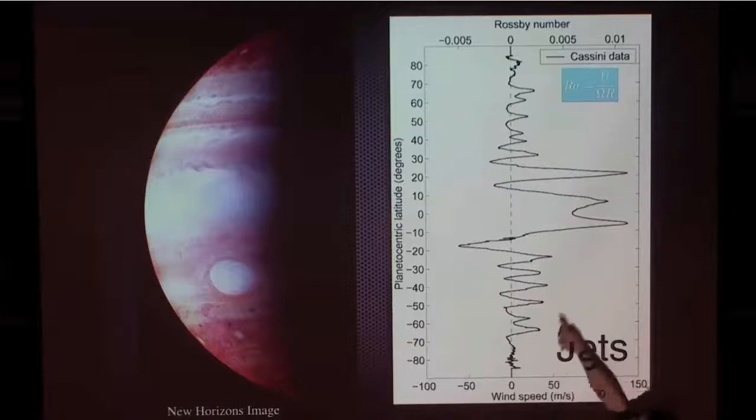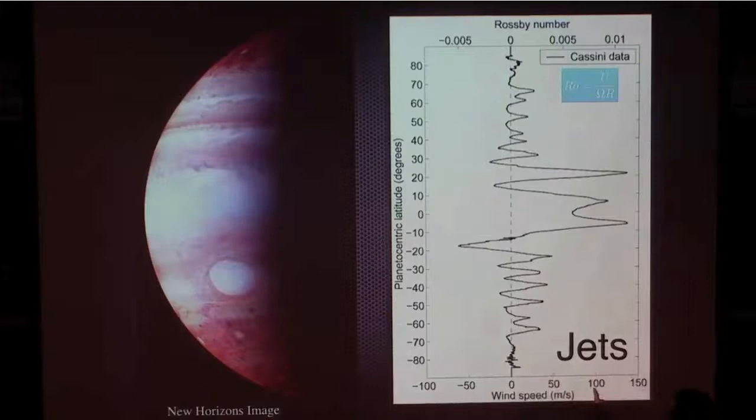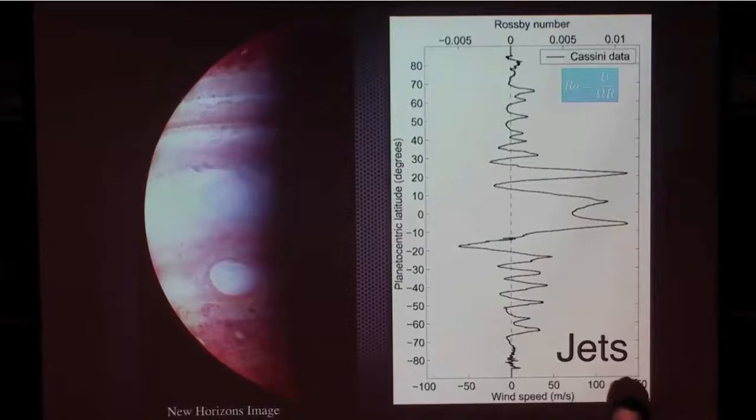On Earth, we have jets as well. We have the jet stream, right? We have trade winds. But here you have much stronger jets, order 100 meters per second, and there are like 30 of them. And that scales with the strength of rotation in these systems. So the strength of rotation is much greater on Jupiter, and you get a whopper load of jets, to be technical. You good? Okay.